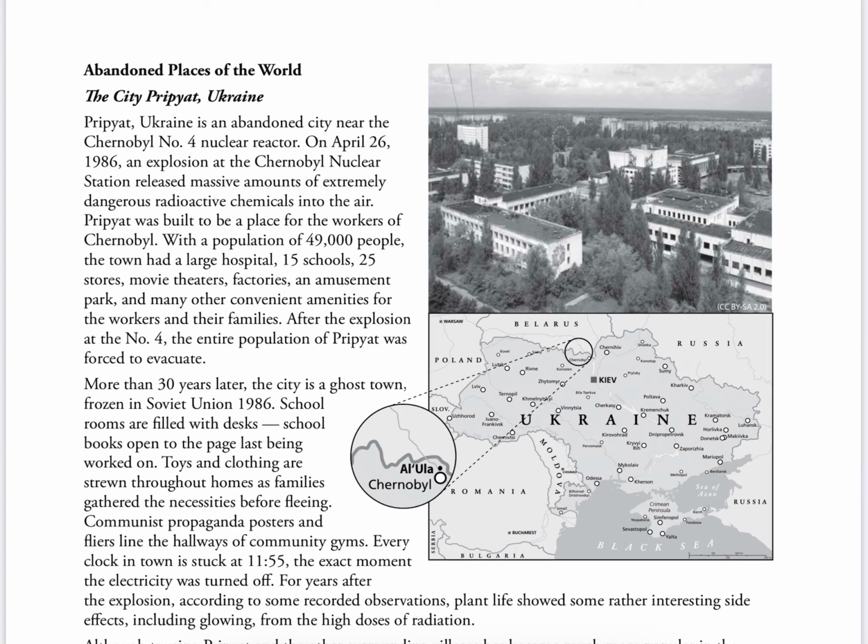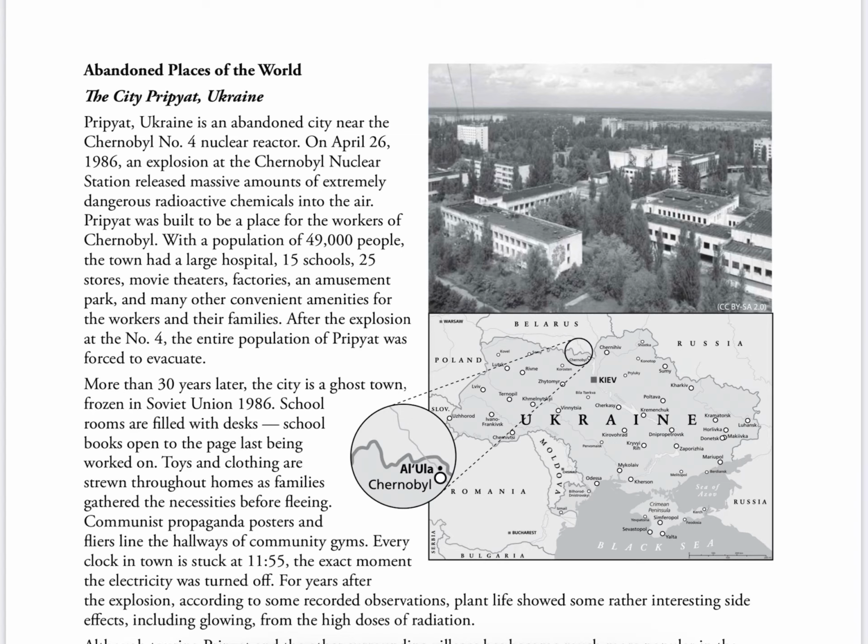Abandoned Places of the World talks about a place in Ukraine called Pripyat. It is an abandoned city near Chernobyl. It's near a nuclear reactor, and so that explains why it's abandoned. Obviously, you can't live that close to nuclear reactors because of all the radiation. On April 26, 1986, so way before you guys were born, an explosion at the Chernobyl nuclear station released massive amounts of extremely dangerous radioactive chemicals into the air. Not the kind that are going to give you superpowers, the kind that are going to kill you.